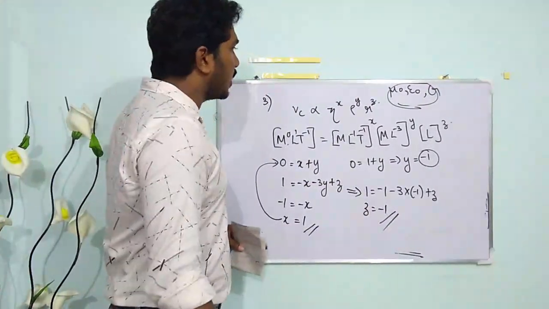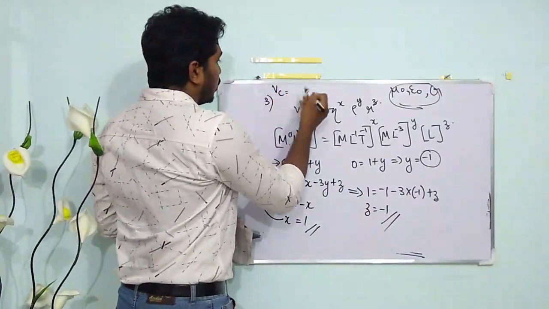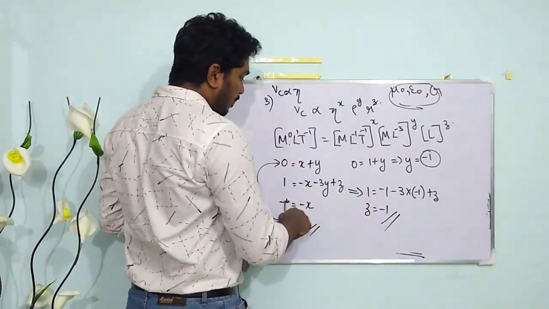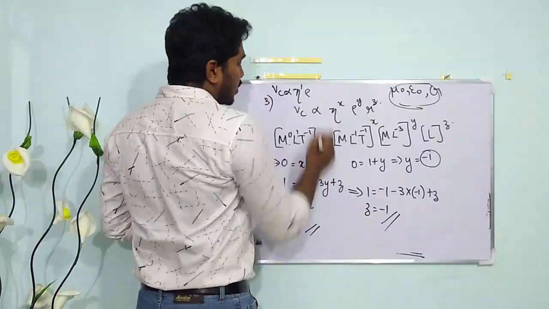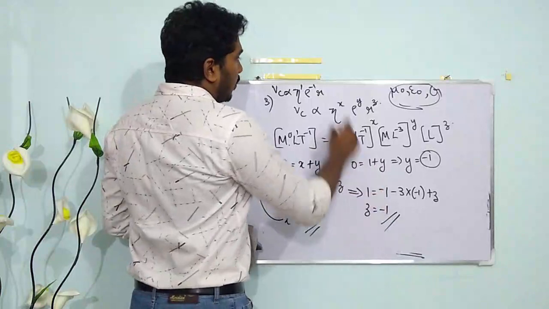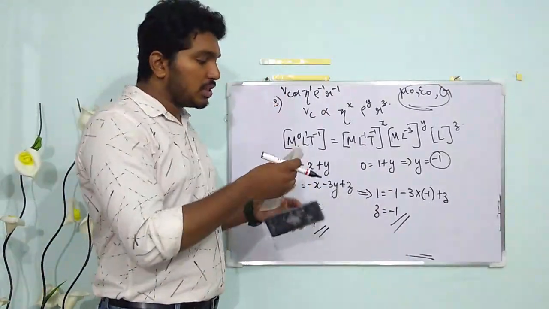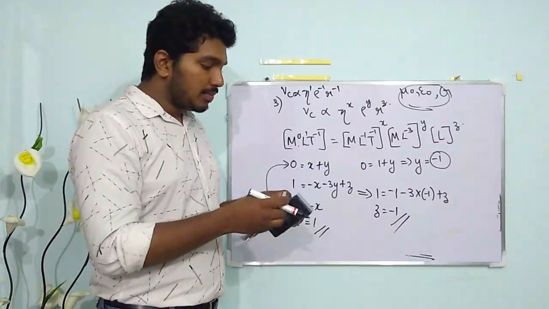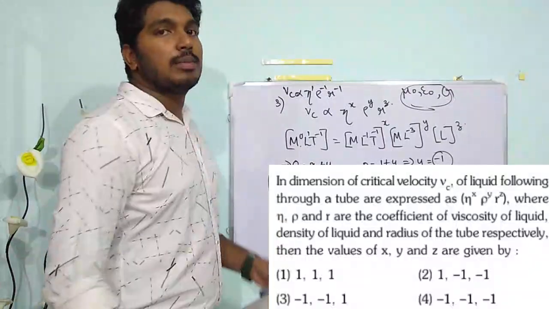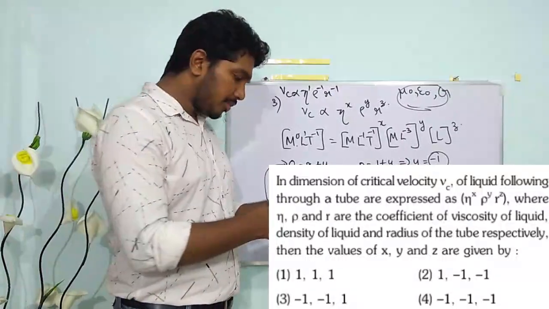Right. So what is the answer? Tell me what is the answer? VC will be equal to, or proportional to, eta raised to x, which is 1. Rho raised to y, which is minus 1. What is r? Minus 1. Okay. So you can check the options and tell me the answer. Which is the correct answer? Tell me the option after checking. Okay. Right. Let's move on to the next question now.